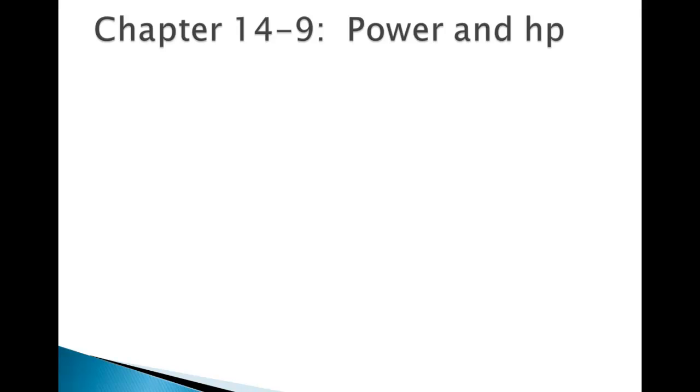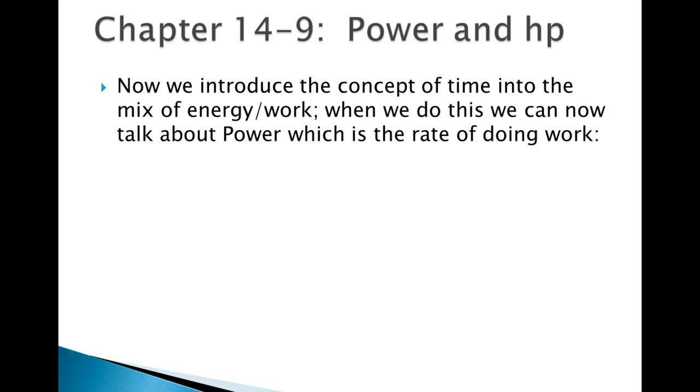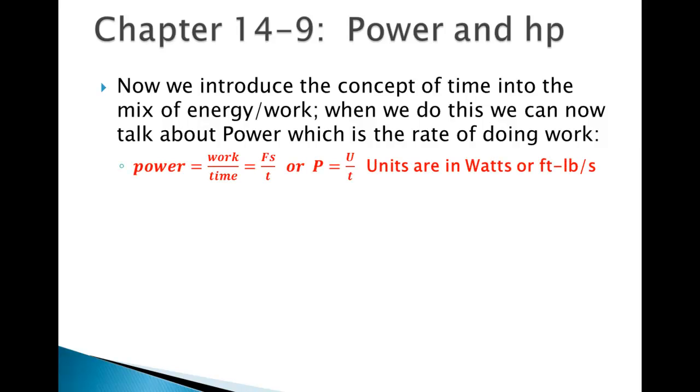Now we're going to move on to chapter 14-9, talking about power and horsepower. We're going through this chapter pretty quickly, but it's important that we go ahead and get these concepts underway. Now we're going to introduce the concept of time into the mix of energy and work. When we do this, we can now talk about power, which is basically the rate of doing work. So if we look at the equation, power equals work per unit time, which is force times distance over time, or power equals U over T. And the units for power are either in watts or foot-pound per second. It could be joules per second, and a joule per second is a watt.